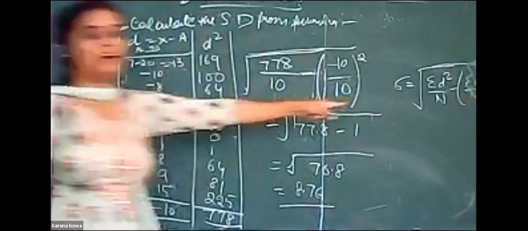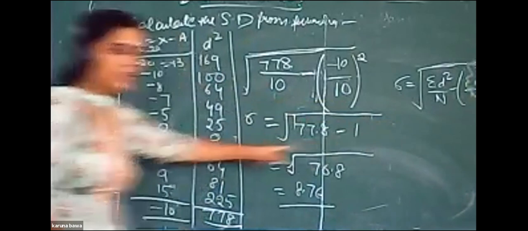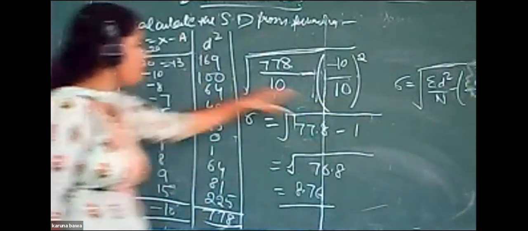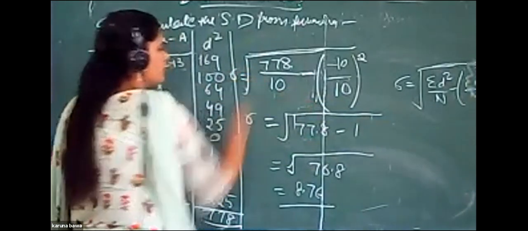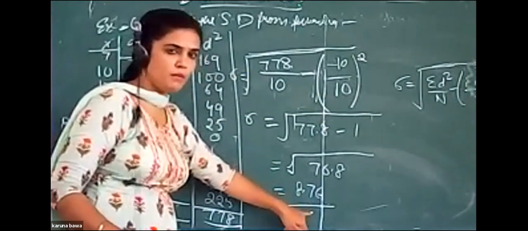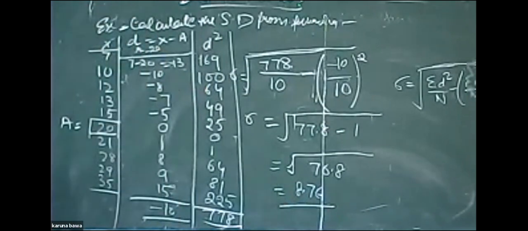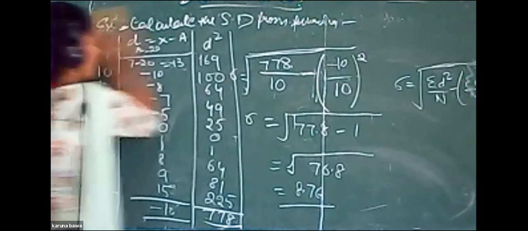This is the formula of the discrete series with standard deviation, and we put the values into the formula. After that, we find the standard deviation by the assumed mean method, that is 8.76. On the other hand, we now find the standard deviation for the discrete series. This is a new series.